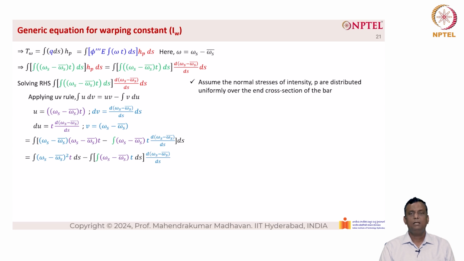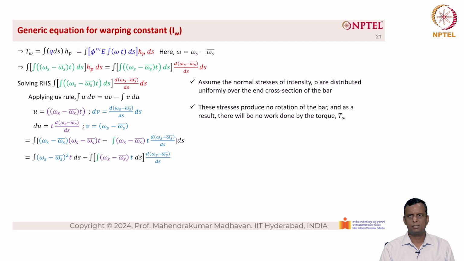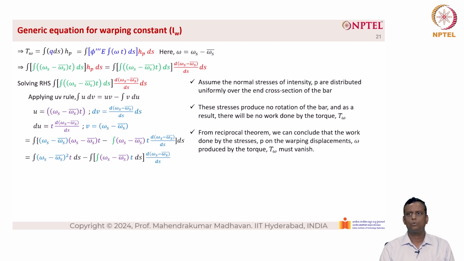Now assume the normal stresses of intensity P are distributed uniformly over the end cross section of the bar. This P is basically representing the warping normal stress. These stresses produce no rotation of the bar. Basically, they only produce axial displacement, which is nothing but warping, and as a result, there will be no work done with torque T_W because here there is no twisting happening in the cross section. From the reciprocal theorem, we can conclude that the work done by the stresses P on the warping displacements omega produced by torque T_W, or T omega, must vanish.